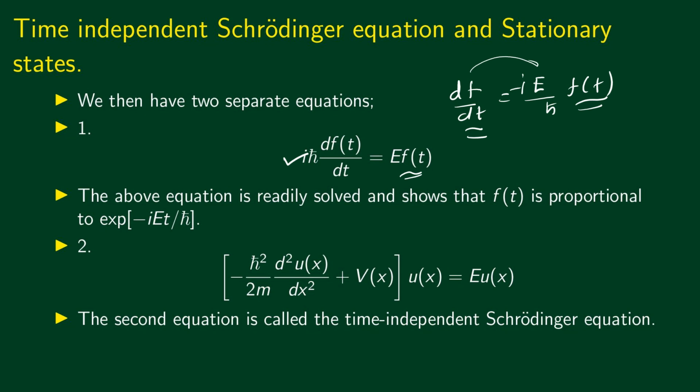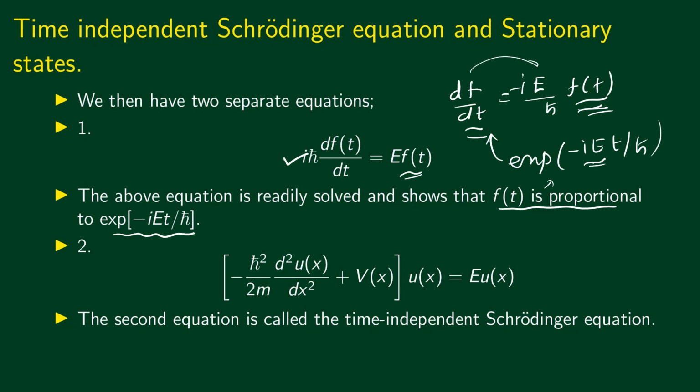Now we see that this is clearly the exponential function. So we can write this as exponential of minus iEt/ħ. Because if you take the derivative of this function once, you will get minus iE divided by ħ multiplied by f of t. So clearly this function satisfies this equation. So we can say that f of t is proportional to exponential of minus iEt/ħ. This is solved easily, right?